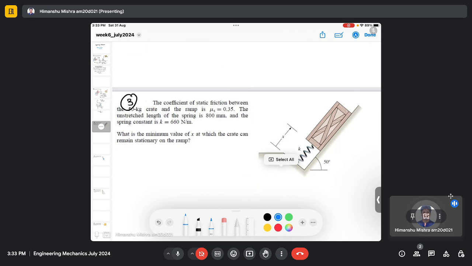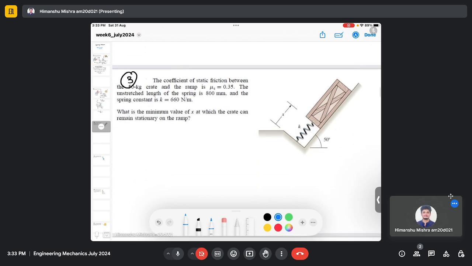So let's solve the next question. Here the coefficient of static friction between the 50 kg crate and the ramp is mu s 0.35. The unstretched length of the spring is 0.8 meter, and the spring constant is K, 660 Newton per meter. What is the minimum value of x at which the crate can remain stationary on the ramp?